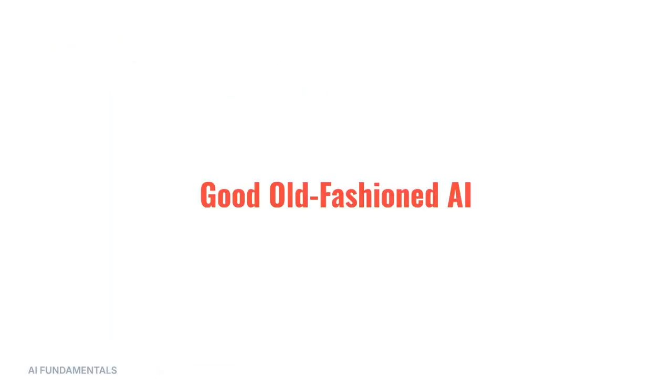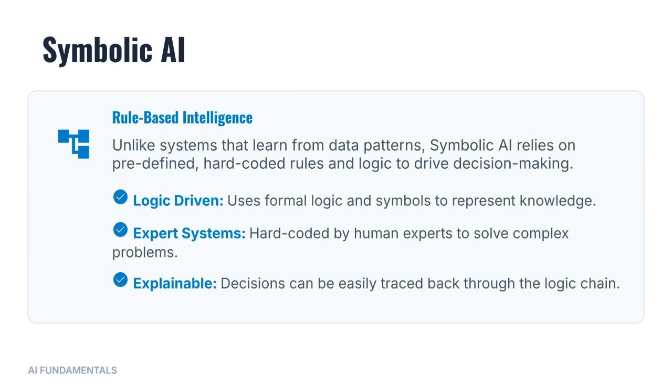We will now discuss good old-fashioned AI, also known as symbolic AI. Symbolic AI is a rule-based intelligence that uses hard-coded rules and logic for decision-making. It is logic-driven, often implemented as expert systems, and is highly explainable because decisions can be easily traced.